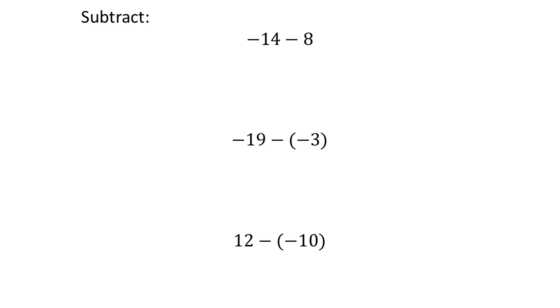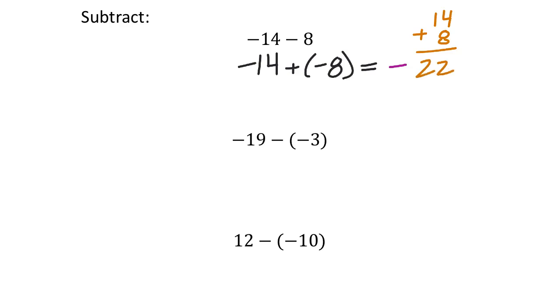So this negative 14 minus 8, I would personally write that as negative 14 plus negative 8, okay? And this way I know that my answer is getting more and more negative. So I'm going to keep the negative, and I'm going to take the 14 and 8 and add those 2 values. So 14 plus 8 is 22. My final answer, negative 22.